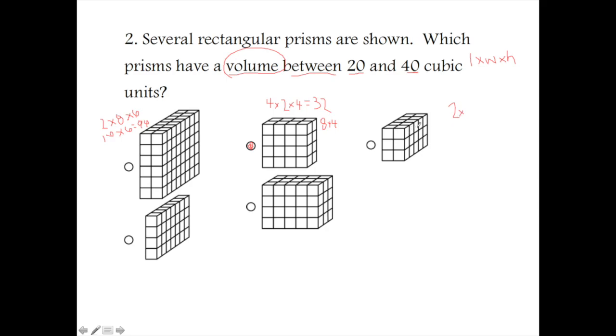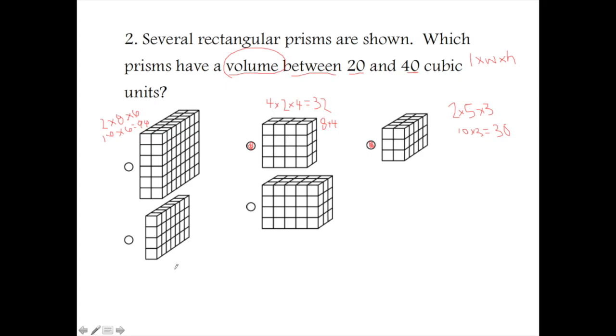All right, length of the next one is 2, width is 5, and the height is 1, 2, 3. 2 times 5 is 10, and 10 times 3 is 30. That is between 20 and 40. That's one of the choices. You got to keep going.